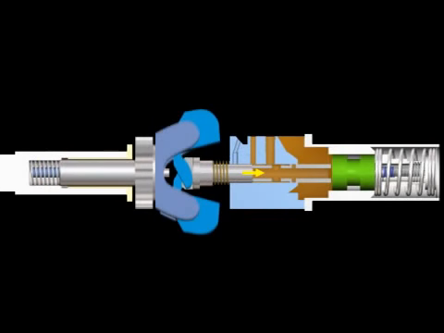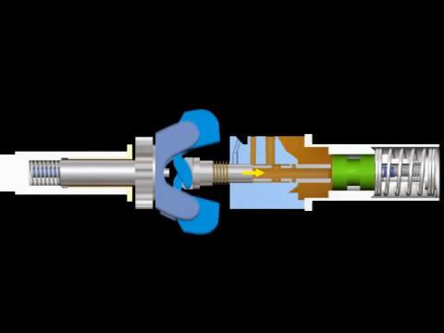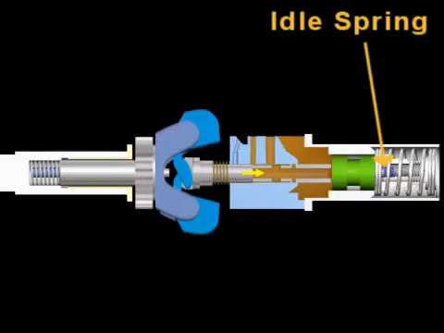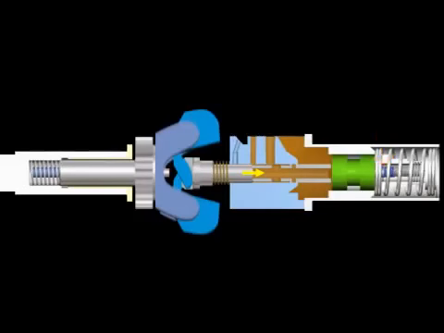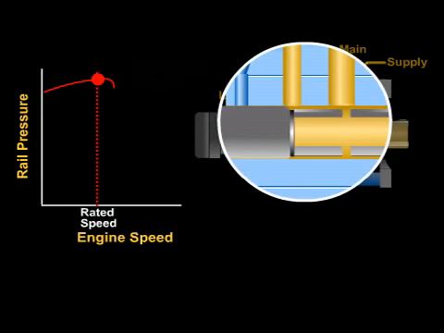Several items should be noted at this time. The weight assist spring no longer affects the governor plunger position. The idle passage has been closed by the governor plunger. The idle spring no longer affects the governor plunger position as the button has bottomed in the idle plunger guide. When the engine exceeds its rated speed, the governor reduces the fuel supplied to the injectors. The speed at which the governor begins to decrease fuel pressure is called governor brake. Governor brake occurs when the governor plunger cut-off shoulder begins to restrict the main passage.